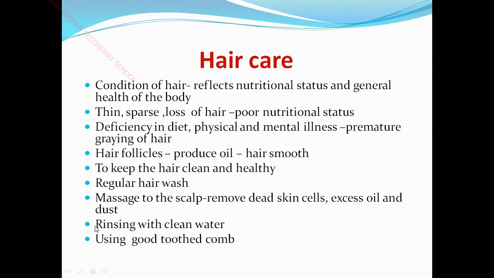While we are washing our hair, we should rinse it with clean water, and we have to avoid chemical based shampoos and other chemicals also, like many of the dyes and shampoos contain many kinds of chemicals. These chemicals can damage our hair follicles and will retard the growth of hair also, and it will cause premature graying also. So we have to avoid using chemical based shampoos and dyes. While combing your hair also, you have to use a good tooth comb to maintain proper hair. Okay, so these are the ways to maintain our hair properly.